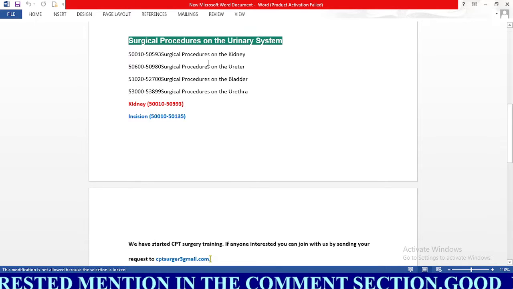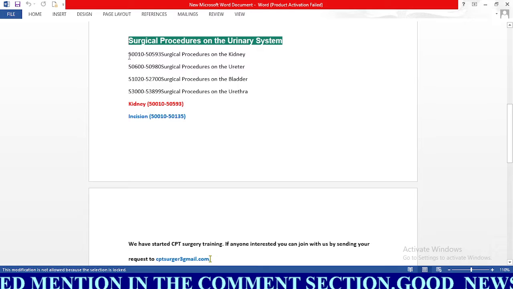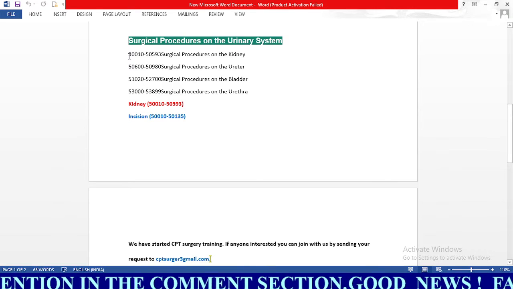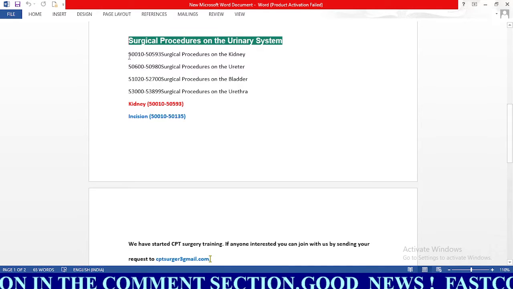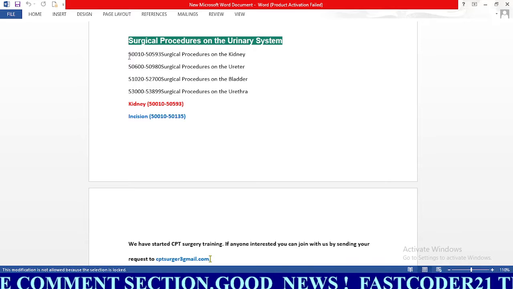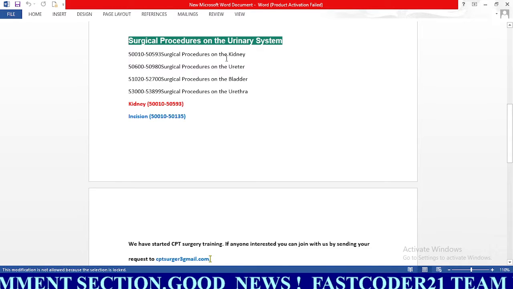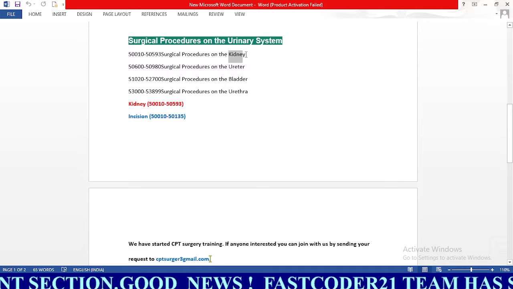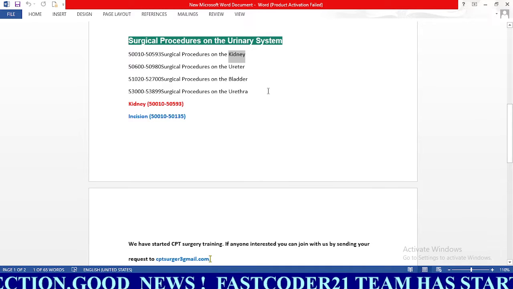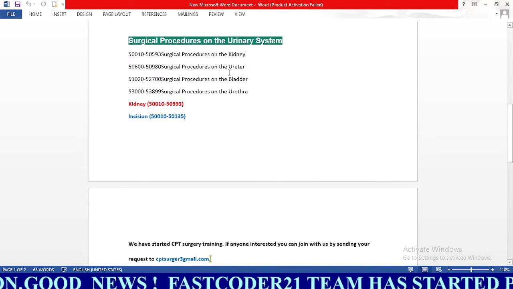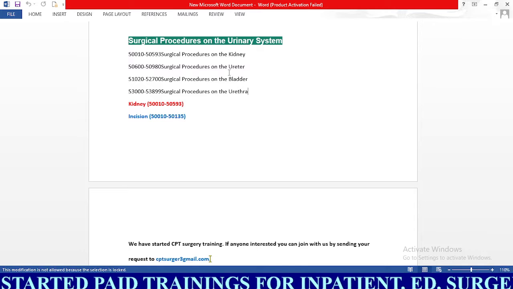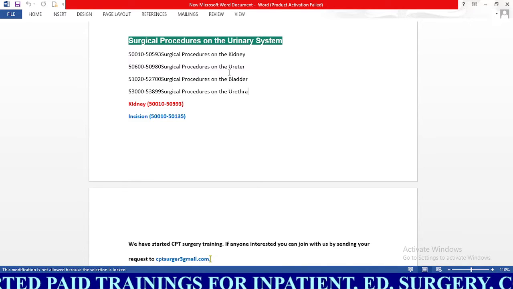If you observe here, these code sections are mentioned based on the anatomy of the urinary system. Like for example, if you see here, our urinary system starts with kidney, and kidney is the starting point of the urinary system.